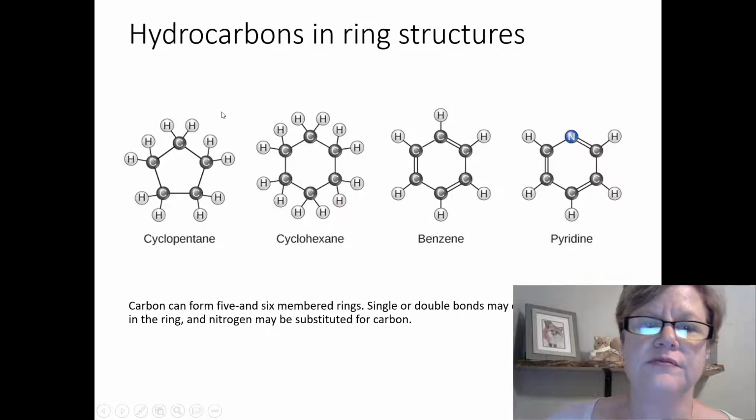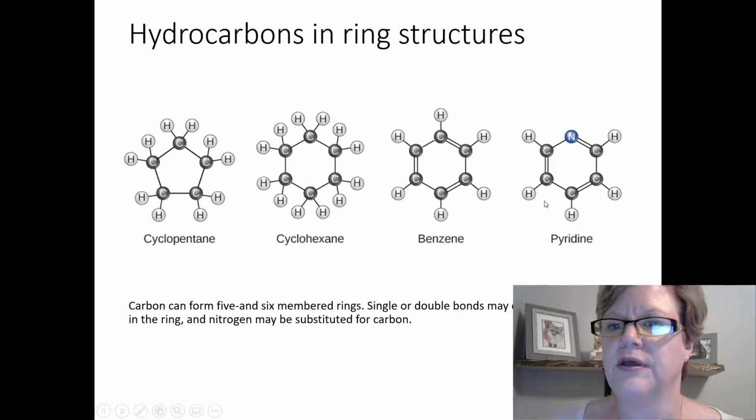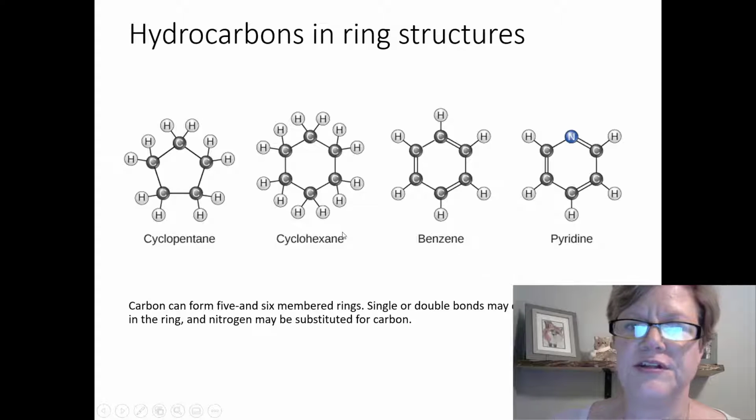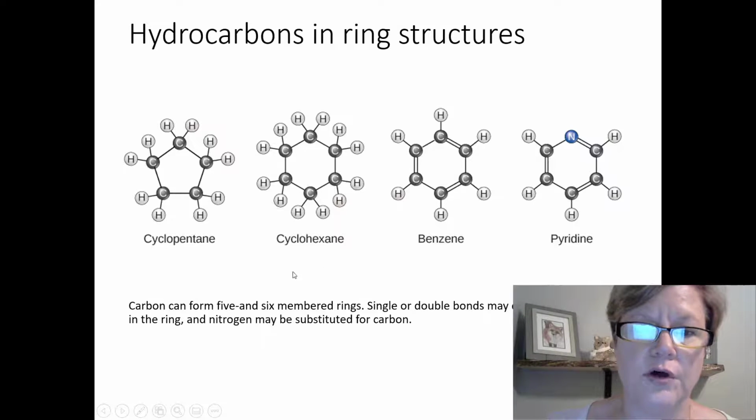Some hydrocarbons will make ring structures, so these sort of circular structures that connect back to itself. And so you can see here, there's a 5-carbon ring on the left, a 6-carbon ring over here, and then another 6-carbon ring. And these have different names, but you don't need to memorize the names. But these are all types of hydrocarbons because they're all made only of carbon and hydrogen. And each carbon makes 4 bonds. From each carbon, there should emit 4 bonds from it, and each hydrogen makes 1.